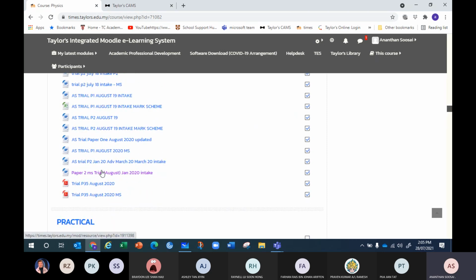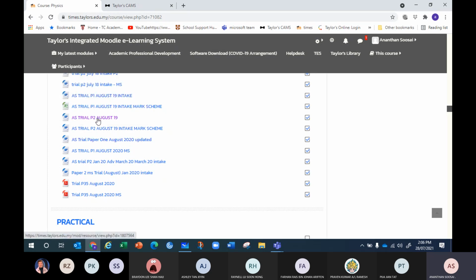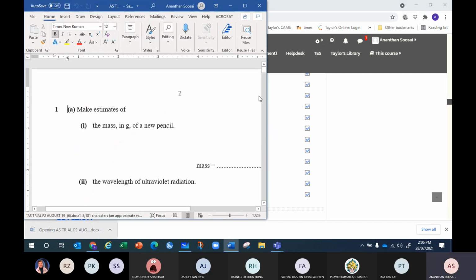I think last week we discussed from the bottom the two papers, paper 1 and paper 2. Here I think you're supposed to do another 2 sets, right? The August 19 intake: paper 2 August 19 and paper 1 August 19. I hope you never stop there, you explore further. So first we go to the August 19, paper 2.